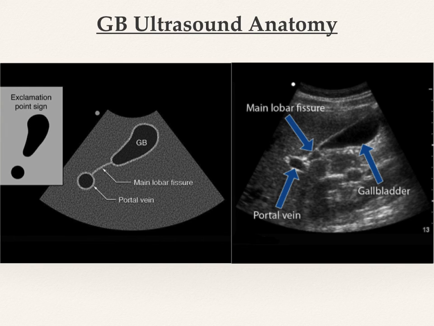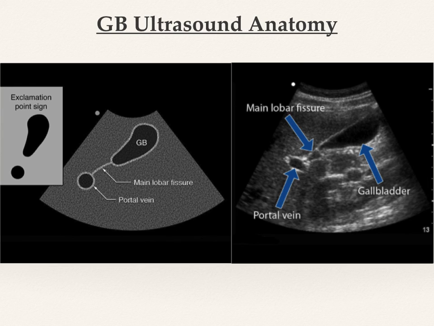So this should be the basic gallbladder anatomy that you see. If there aren't any stones present, the gallbladder should appear anechoic or black. Where the neck is, you should be able to see the main lobar fissure in about 70% of patients, and just cephalad to that, the portal vein. To some, it actually looks like an exclamation point.